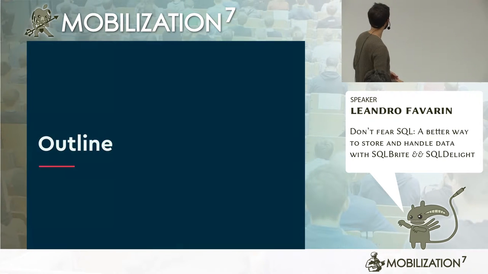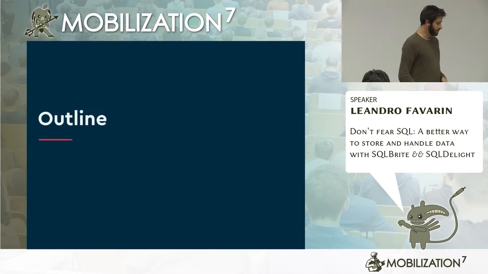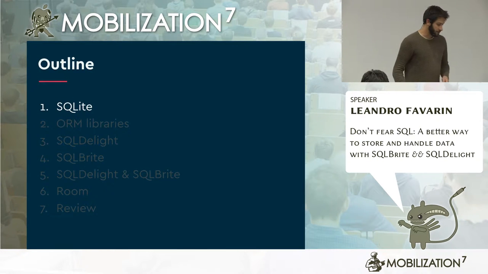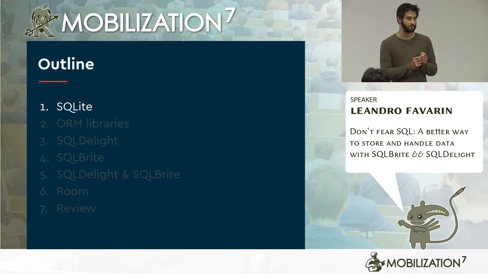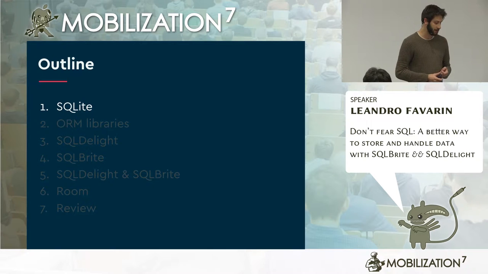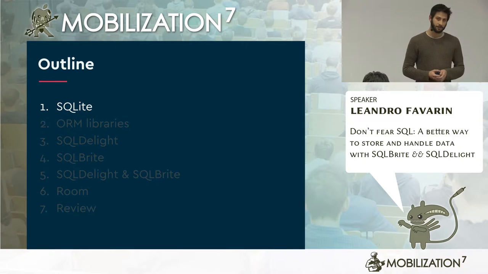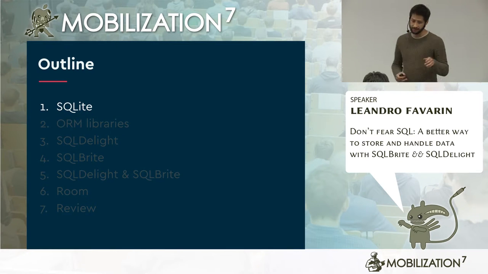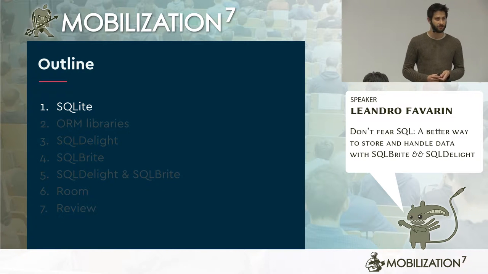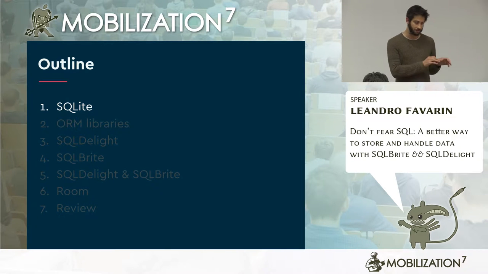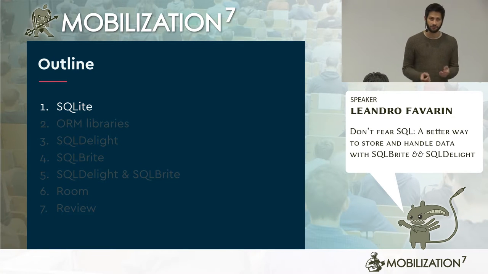And so before I start, I just want to show you the outline for today. I'm going to start talking about SQLite in the context of Android, then go through the problems, the pitfalls and the benefits that it comes with, then show you potential solutions that are these object-relational mappers. Then I'm going to deep dive into those two libraries, SQLDelight and SQLBrite. And then finally, I'm going to show how they integrate well together. Some people also ask me how this combination compares with Room, so I'm going to quickly mention that as well. And then finally, we'll do some review.